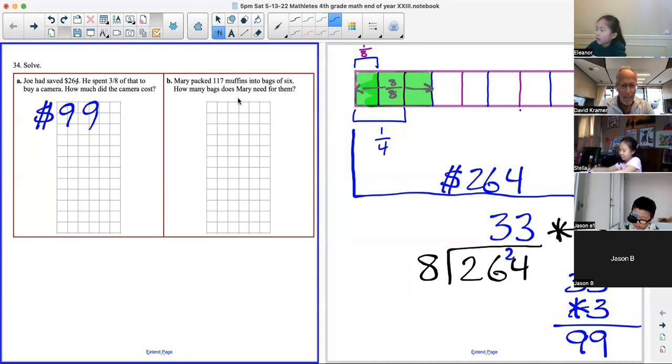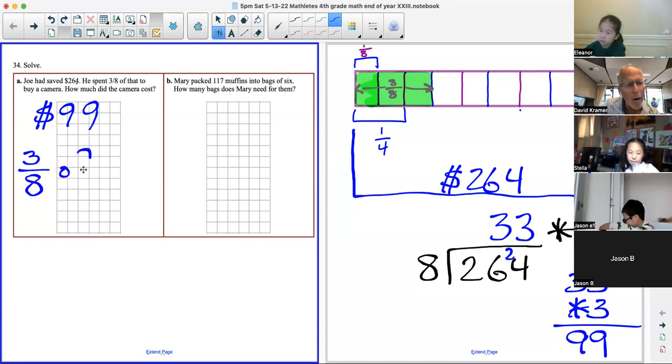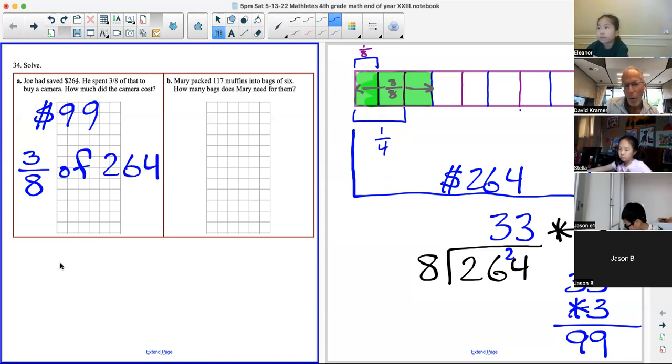$99. Now, I was wondering if there's another way that we can look at this. For instance, one of the things that I'm thinking is this. If I wrote down 3/8 of 264, who knows what the word of means when you have a fraction of a number?